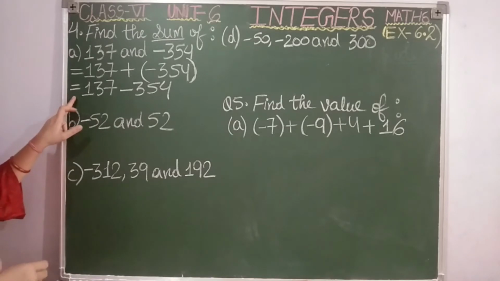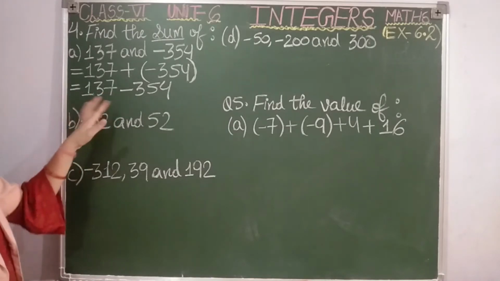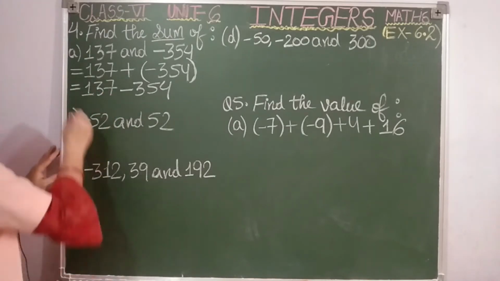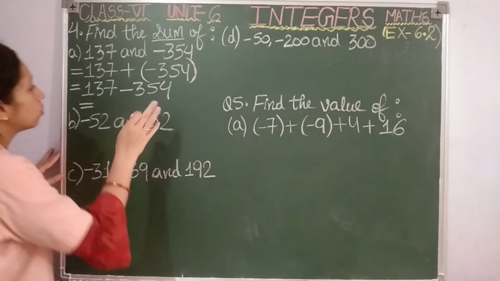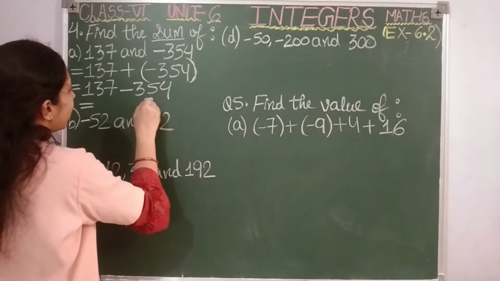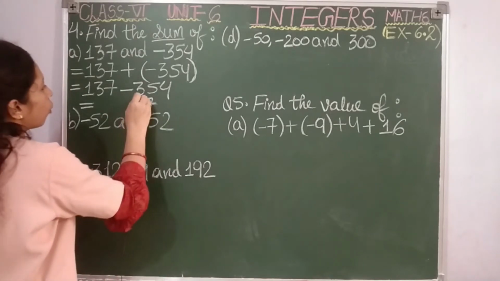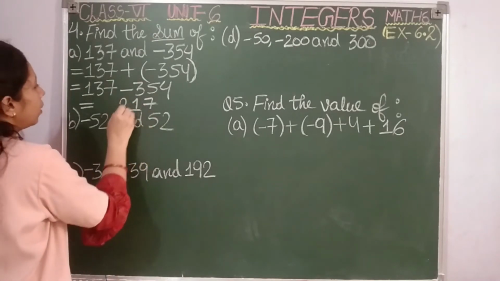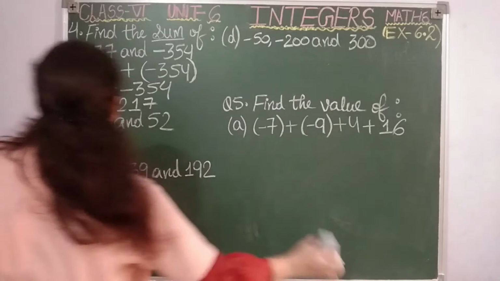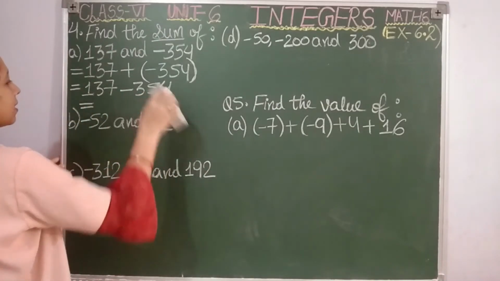So students, what is the rule? Plus minus minus means we have to subtract them, and let us subtract them. So 14, 7, then 4 minus 3, 1, 3 minus 1, 2. So students, I am getting 217 as the answer.